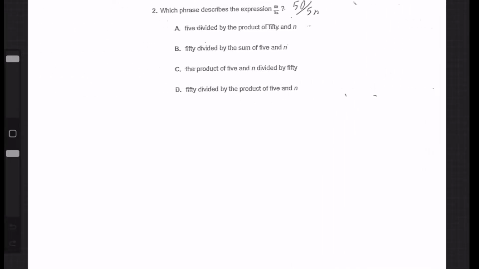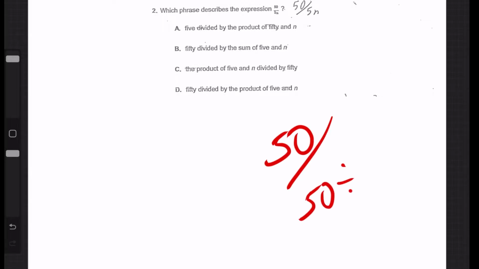Number 2 says, which phrase describes the expression 50 divided by 5 times n? When you look at this expression, you've got the 50 written out, then you've got this division sign. You could look at that as a fraction, but even in a fraction, the line means division. So we've got 50 divided by, and then on the bottom a term, and that term is 5 times n. We don't know what n is, it's just some number, but in algebraic equations, when we see a number and a letter next to each other, that means multiplication.